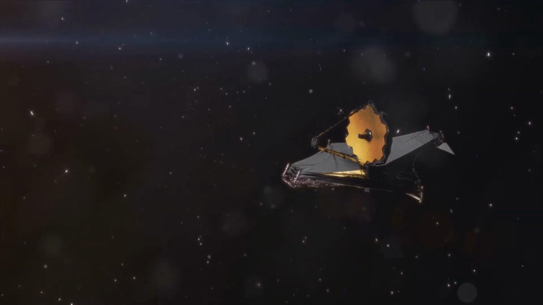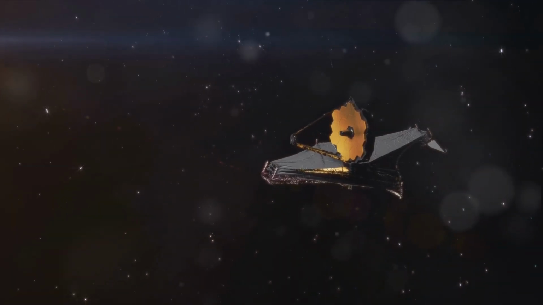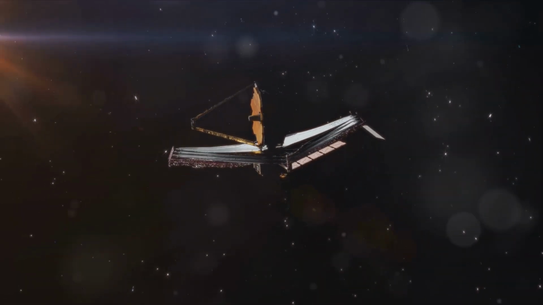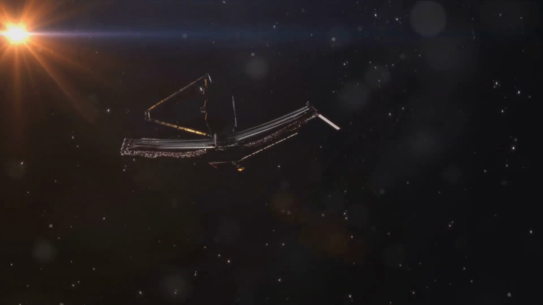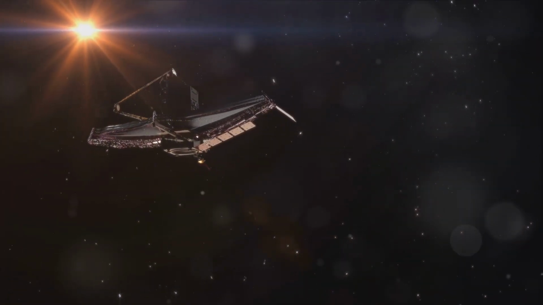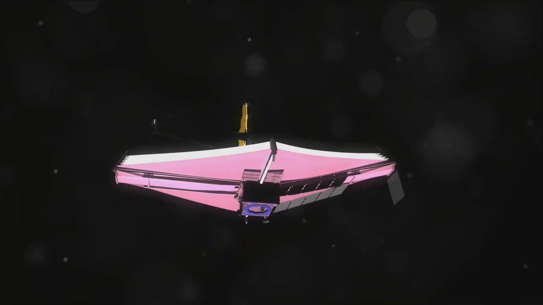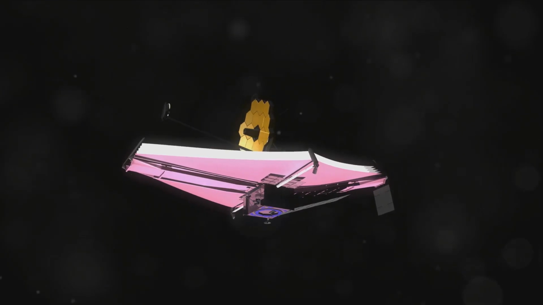The James Webb Space Telescope will continue to play a crucial role in this. Its powerful instruments can analyze the planet's atmosphere, looking for signs of gases like oxygen and methane that could indicate the presence of life. It can even detect elements like water vapor and carbon dioxide, which are crucial for the existence of life as we know it.